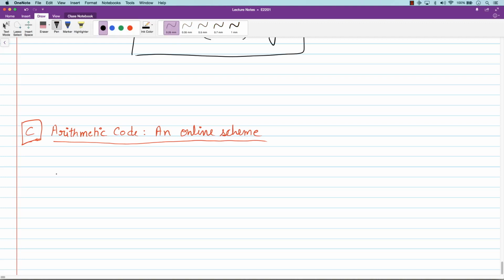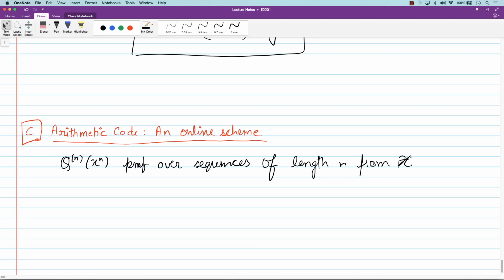It's a practical scheme. A goal motivated by universal compression is to take this distribution Qn of xn, let's say it's a PMF, a probability mass function over sequences of length n from the alphabet X. That's what this distribution is. And we would take this distribution and we would like to come up with a code.